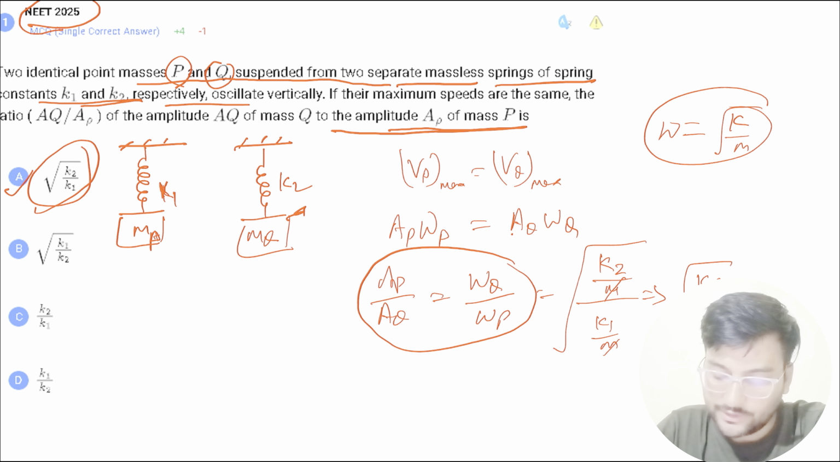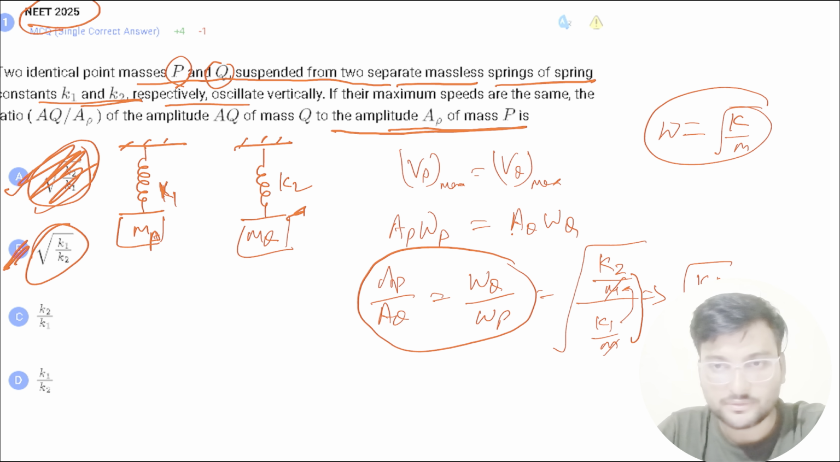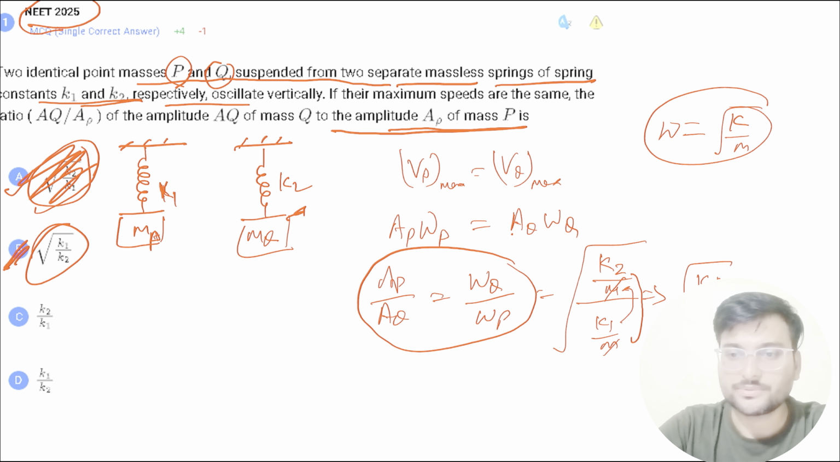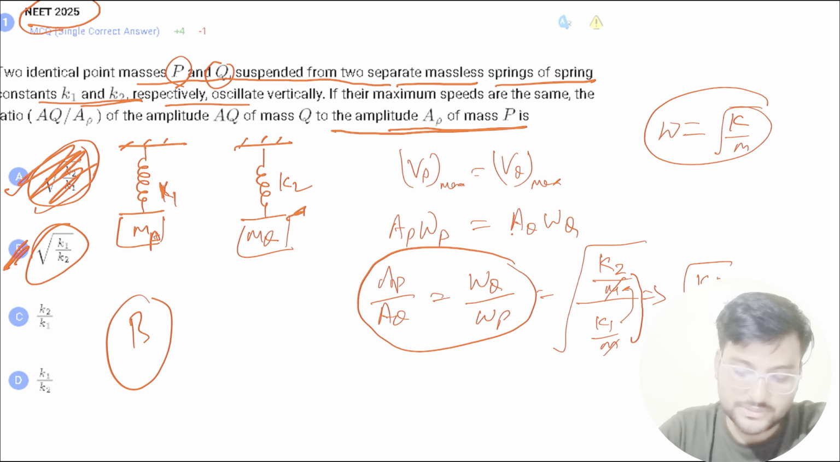The root under K2 by K1 is not the correct option, because this is the inverse. We can say that K1 by K2 is the correct option, so this is not a correct option. Option B is correct here, because this is inverse. So K1 by K2 is the correct option according to the given options, and option B is correct here.